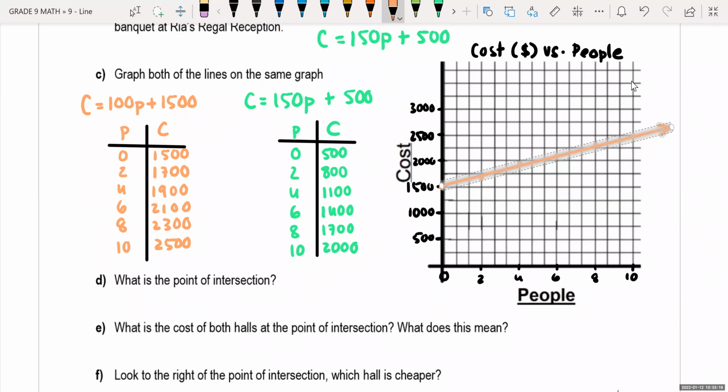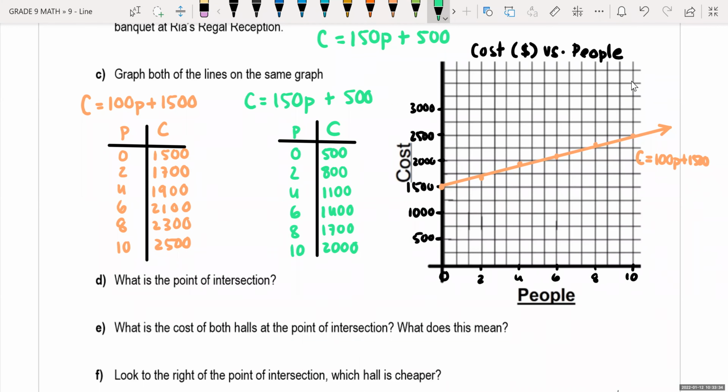All right, so this line is C is equal to 100p plus 1500. I'm going to do the same for the other one.